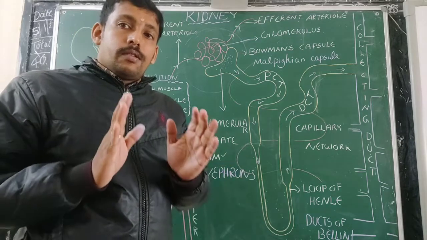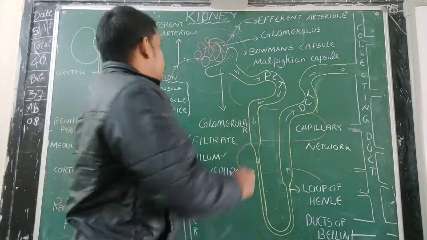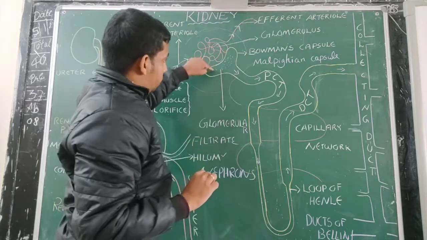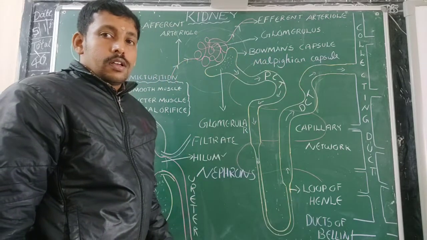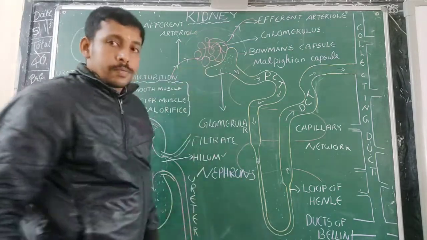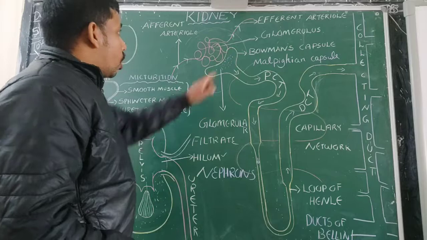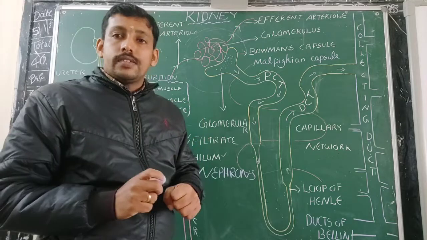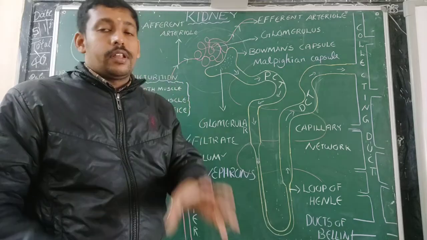And what is there in the Malpighian body? The Malpighian body or the Malpighian capsule contains a cup-shaped structure. This cup-shaped structure is known as the Bowman's capsule. And in this Bowman's capsule, we see a network of capillaries. That network of capillaries seen in the Bowman's capsule is known as the glomerulus. Actually, the glomerulus is a highly coiled network of blood capillaries.